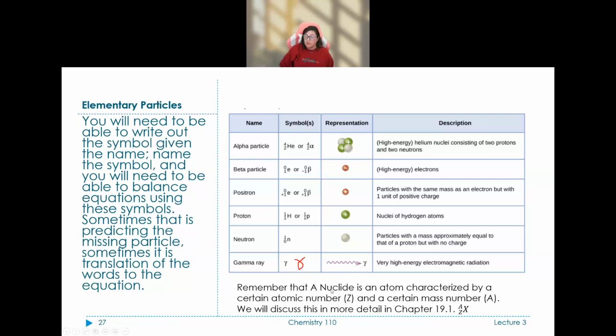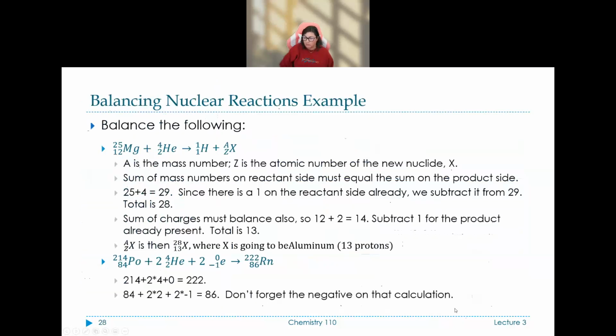Now, remember that a nuclide is an atom characterized by a certain atomic number, Z, and a certain mass number, A. We'll discuss that in more detail in chapter 19.1, A over Z. So your mass number, atomic number, and the chemical symbol.